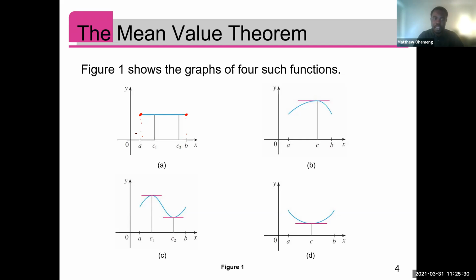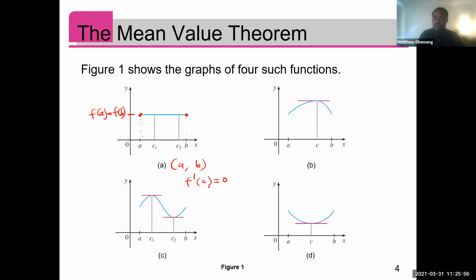Now the third one says the function values at the endpoints have to be the same. f of a is right here, and f of b is also right here. So f of a equals f of b, and the third condition is satisfied. Now what they're saying is if those conditions are satisfied, then there has to be at least one c in between a and b such that f prime of c equals 0.